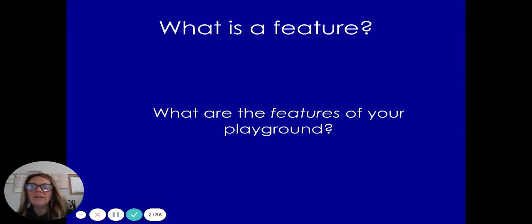So let's think about the playground. What are some features of your playground? Go ahead, say it out loud. Good. Important features of the playground are swing set, sliding board, monkey bars, jungle gyms, balance beams. All of those are part of a playground. So when we talk about features here, we're talking about the most important part.